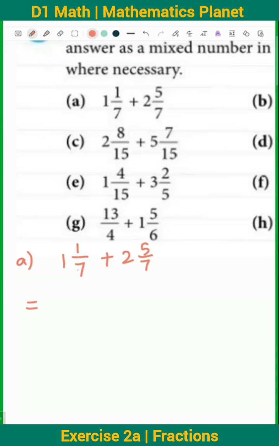We will convert them into fractions. Okay, proper fractions. It will be 8 upon 7 plus 19 upon 7.